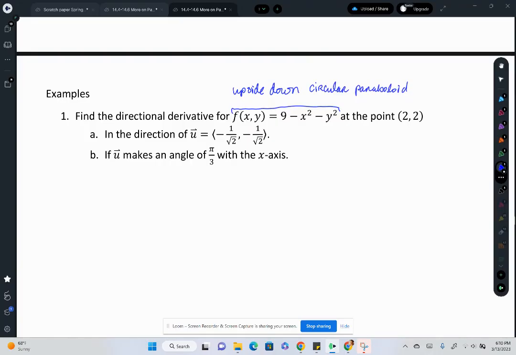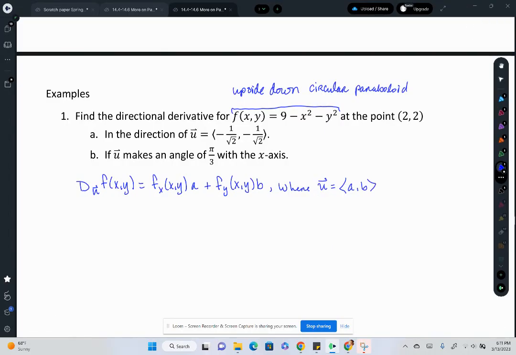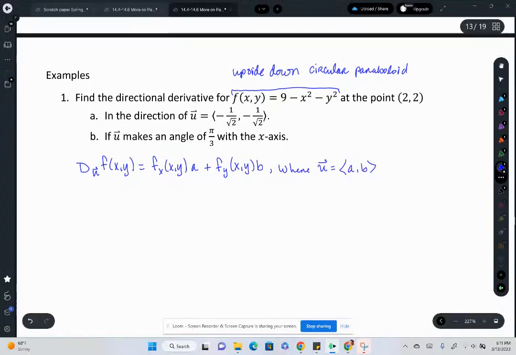Now, up above, we were told that the directional derivative in the direction of u of f of xy can be found by calculating the first partial with respect to x of xy times a plus the first partial with respect to y of xy times b, where a and b are the components of my unit vector. Now remember, from chapter 12, we use the letter u to indicate a unit vector. So if we're not using u, then definitely don't assume that it's a unit vector. Just assume that you're going to need to fix it and make it a unit vector.